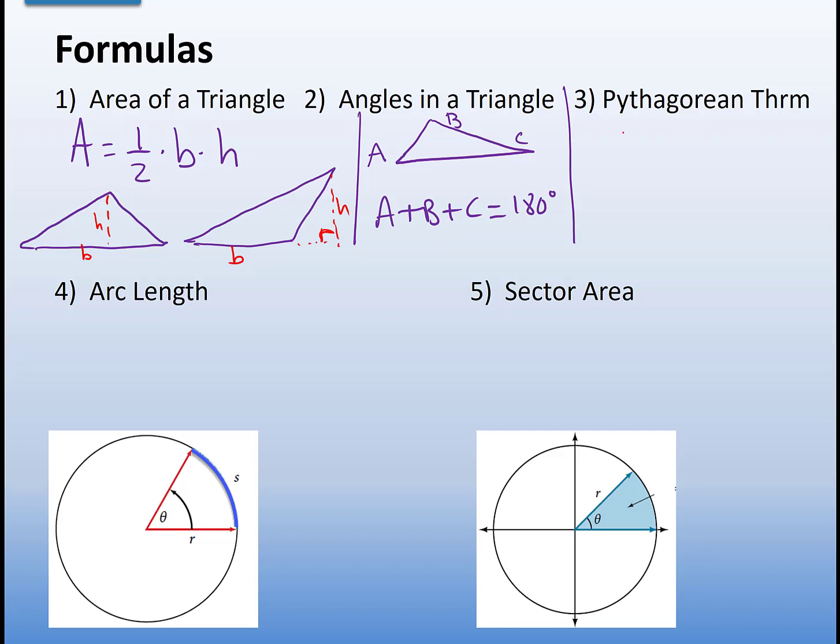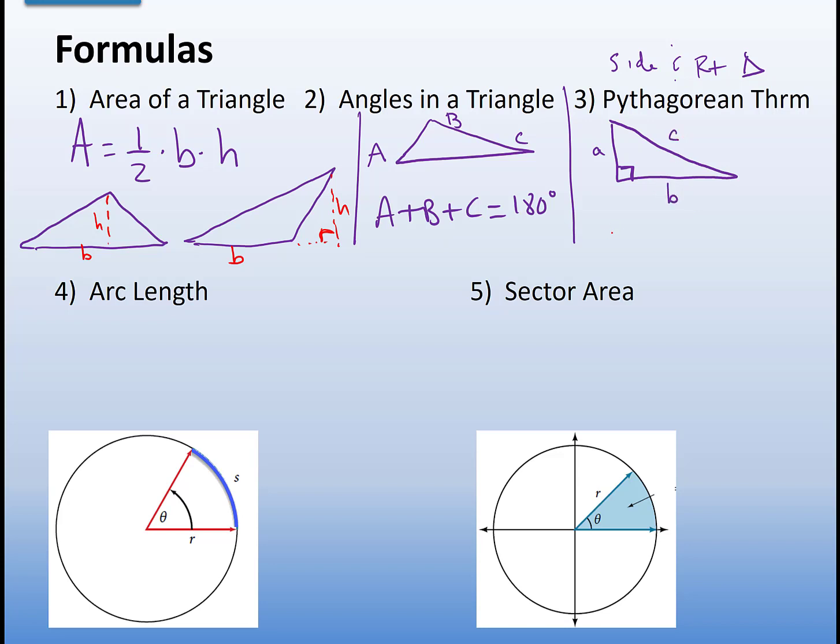Third formula to know about is the Pythagorean theorem, probably one of the most famous theorems in mathematics. It's been around for thousands and thousands of years. Now the Pythagorean theorem is about sides, and it must be a right triangle, which means it only works if we have a square corner and a 90 degree. And this side we call a leg, and then this side we call the hypotenuse.